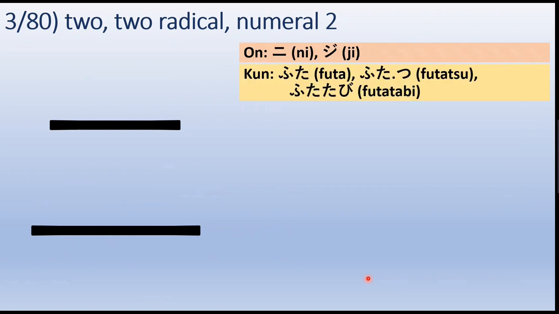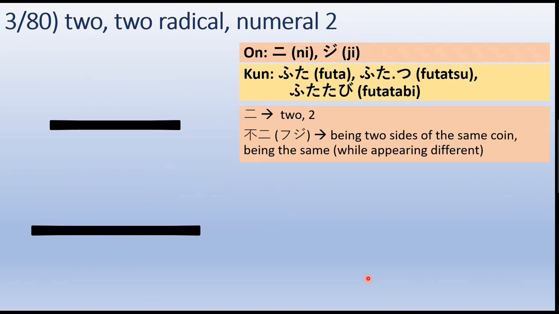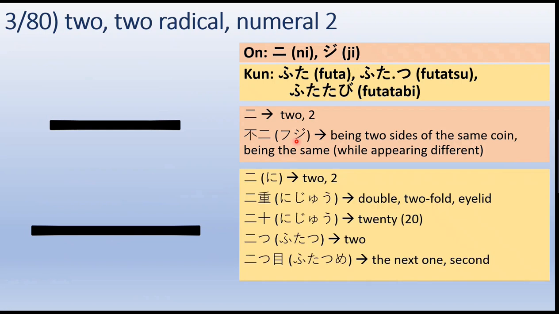numeral 2, and this is a radical in itself. The on reading is ni or ji, and the kun reading is futa, futatsu, or futatabi. Ni means 2, and here you can see a compound word, fuji, which means being 2 sides of the same coin or being the same while appearing different. In kun, we have ni as 2. We have niju, which is double or twofold or even the eyelid. Then we have another niju, which means 20. We have futatsu, meaning 2. We have futatsume, which is the next one or the second one.